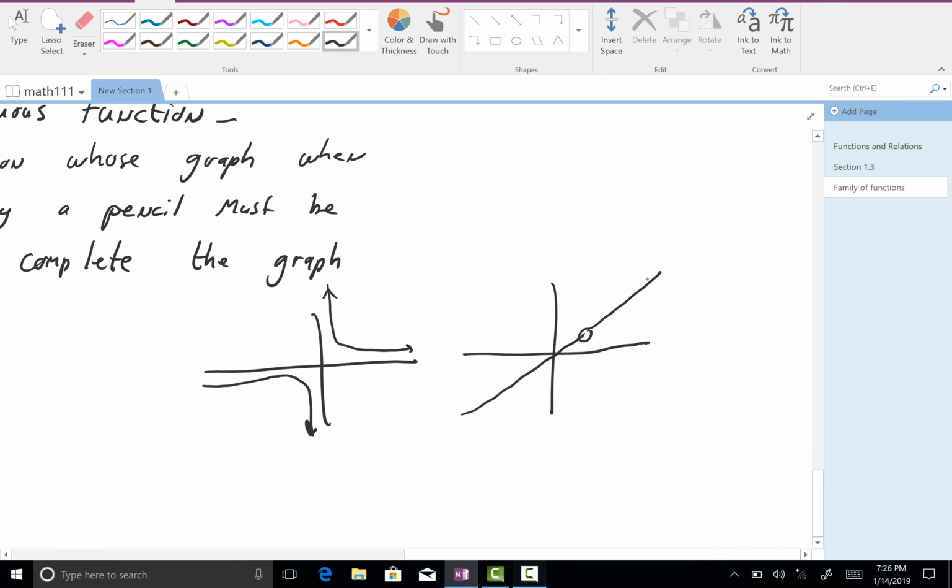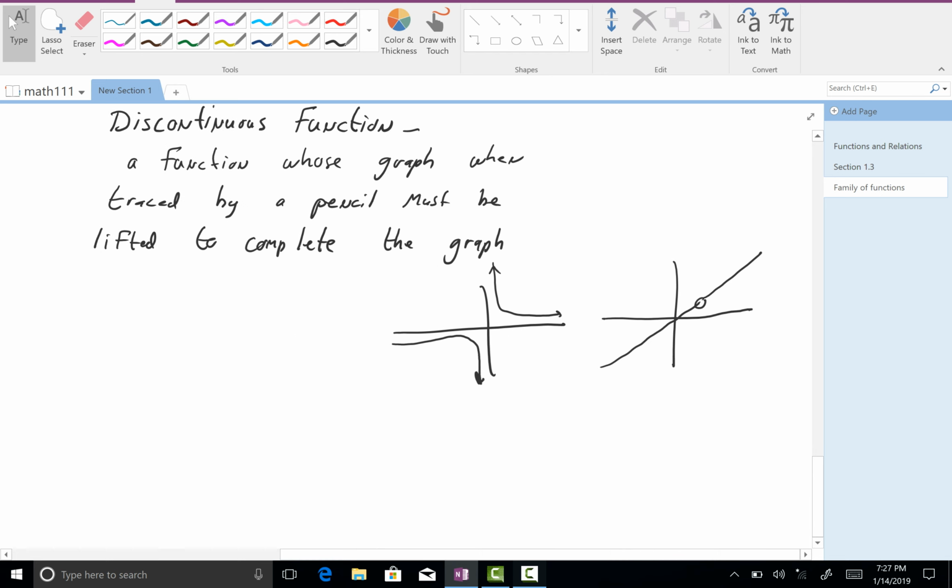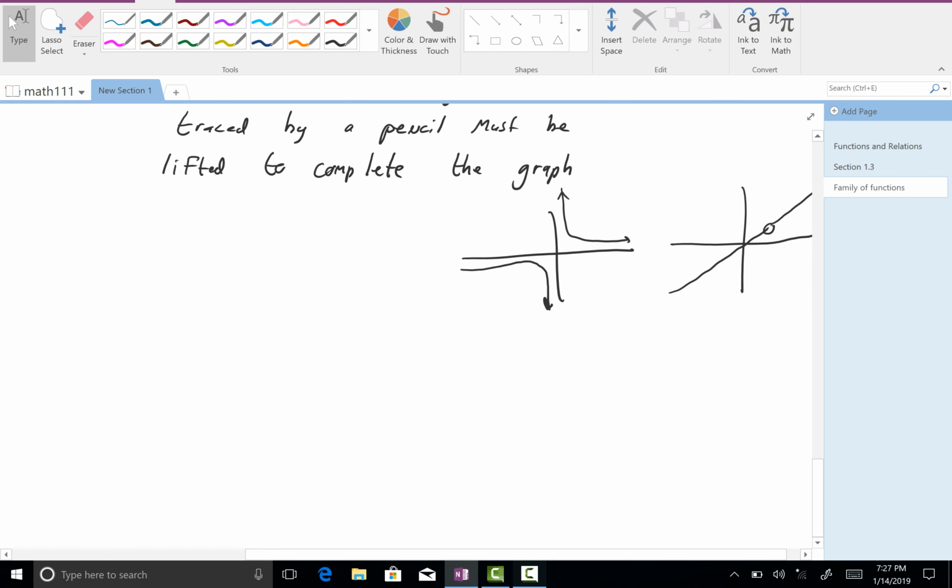A continuous graph is pretty much everything that you've done, right? All those parabolas and lines and things you drew before. Even most of the ones we've done tonight have been continuous. Okay. Any questions on the greatest integer or the discontinuous? Okay, one last one.